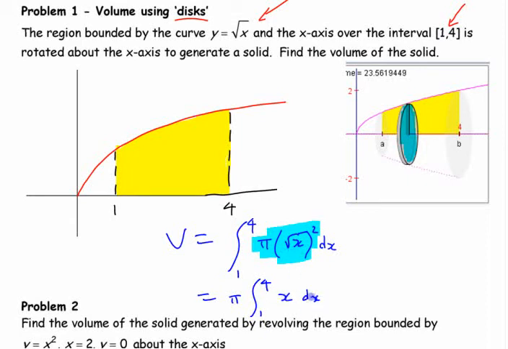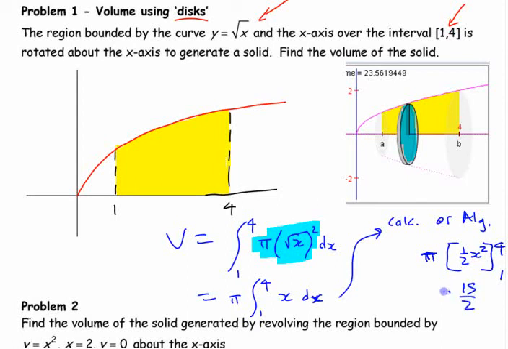So you could use your calculator. You could do this one analytically. Doesn't matter, right? Whichever way you want, calculator or using algebra. 1/2 x squared evaluated from 4 to 1, times pi, right? Leave the pi out of the whole thing. This is going to give you 16 over 2 minus 1 over 2, 15 over 2, right? Times pi. 15 pi over 2.